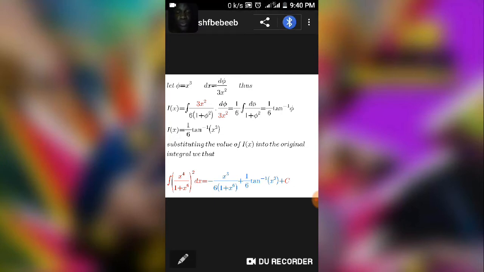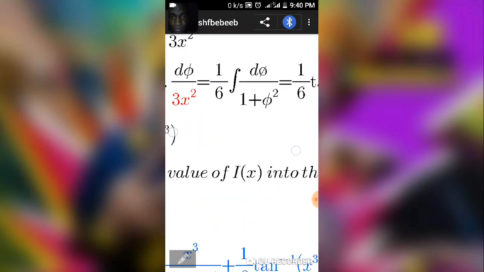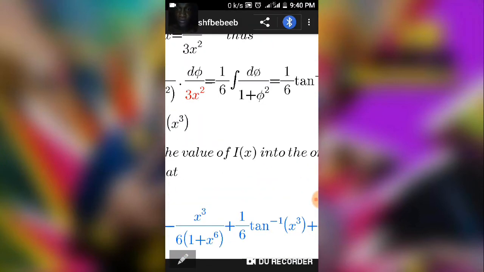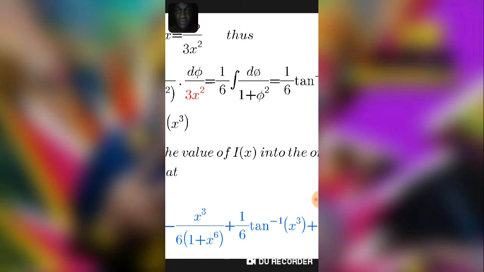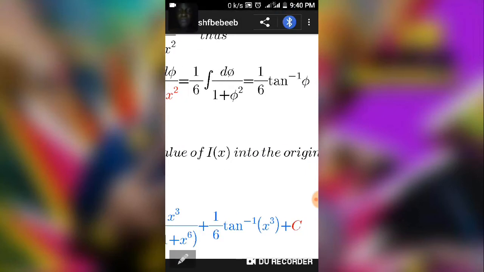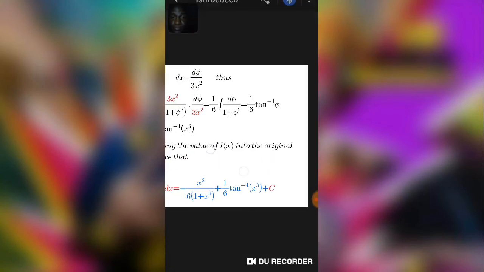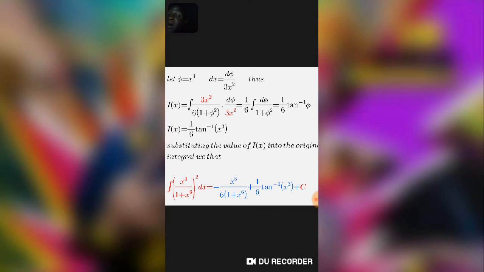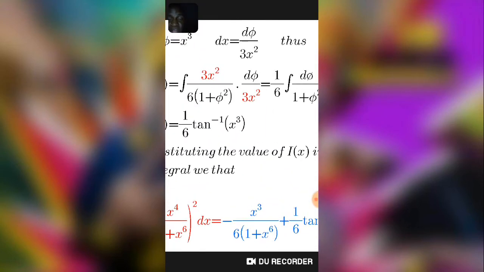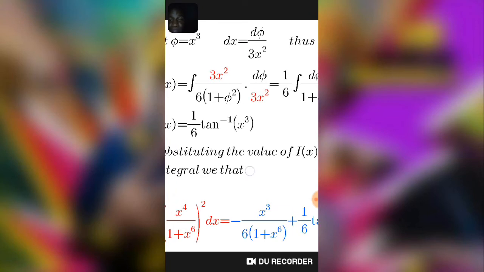Which is equal to, of course, this integral here looks very, very familiar, and that is the definition for the differential of the tan inverse of theta. So we have 1/6 times tan inverse of theta. So our I of x is actually 1/6 times the tan inverse of x raised to power 3. Of course, that is the value of theta.